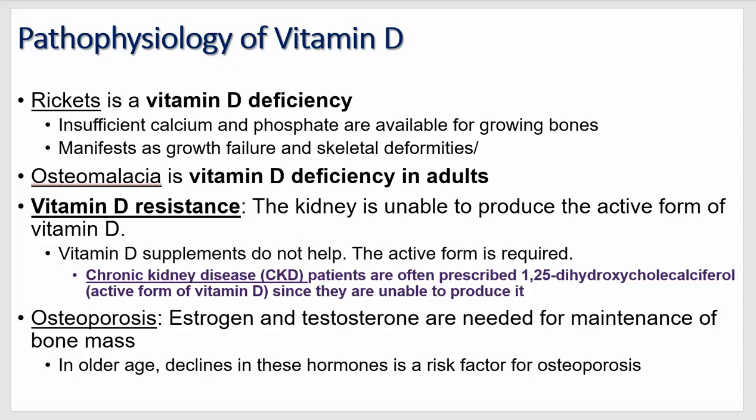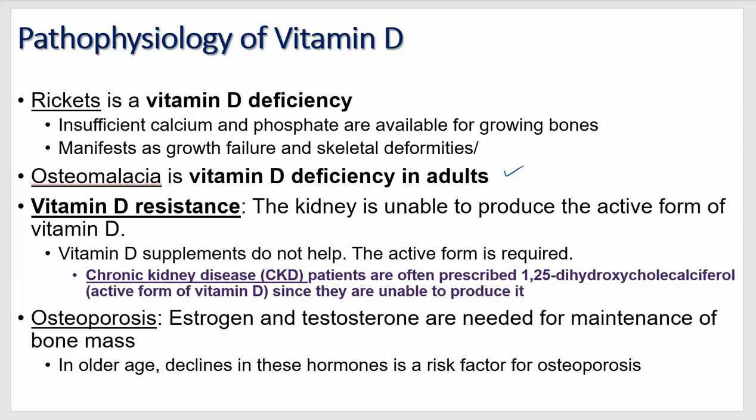All right, so pathophysiology of vitamin D. Rickets is a vitamin D deficiency in children. So insufficient calcium and phosphate are available for growing bones, so the bones do not grow properly. It manifests as a growth failure and skeletal deformities. Okay, bow-leggedness and difficulty, just the bones are not growing properly. Osteomalacia is vitamin D deficiency in adults. Okay, so also weakened bones and fragile.